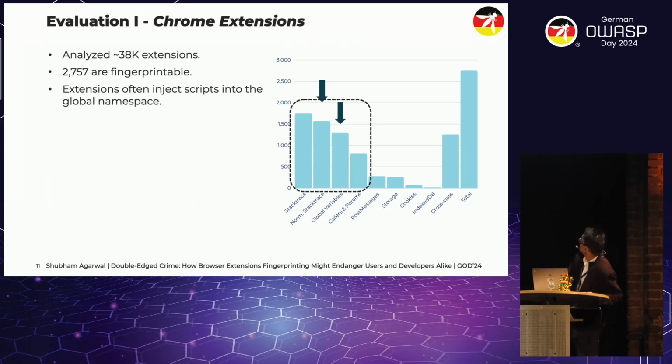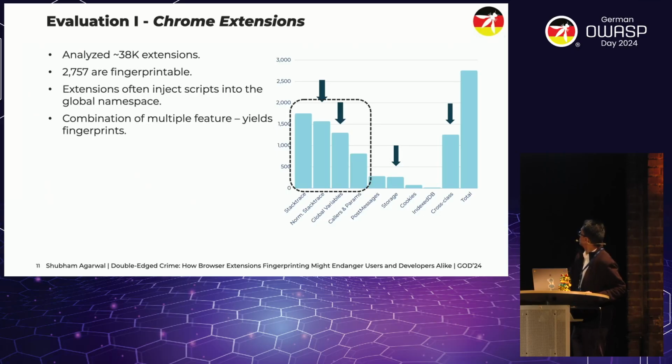Around 1,200 or so were also fingerprintable through global variables. Of course, this is a very minute thing. One could always wonder why somebody would use var x equal to foo or something, but that happens apparently. And then a fraction of extensions were also fingerprinted through storage. Well, there is a dedicated API, but it still happens.